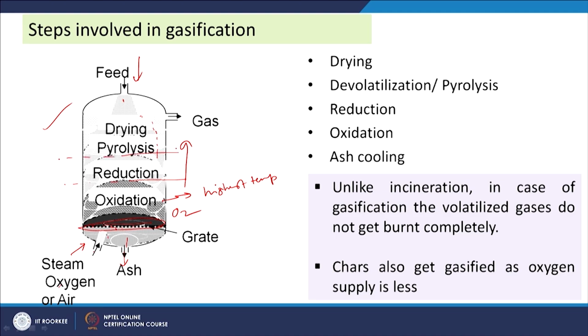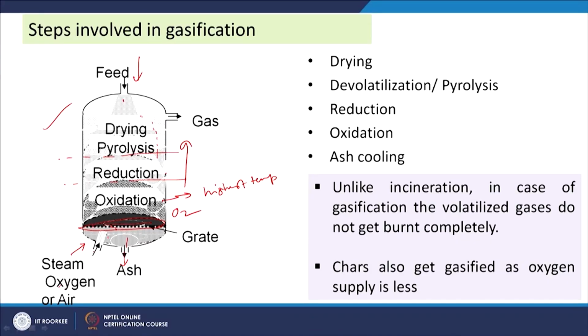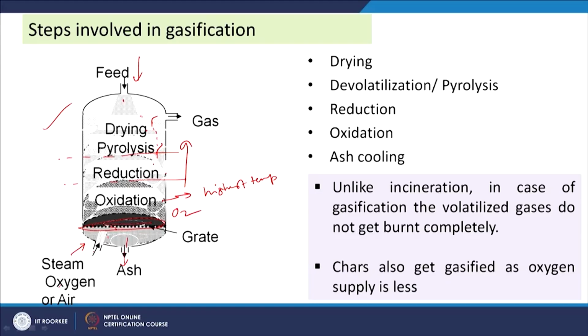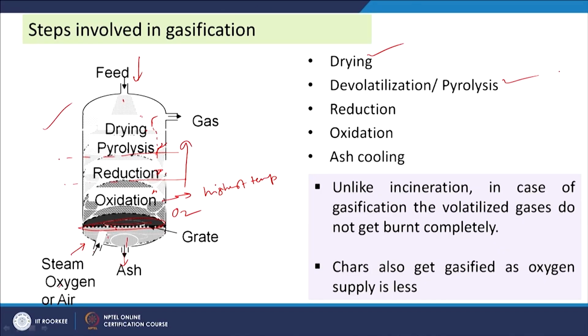Then reduction will take place. If oxygen is not available but heat is available, endothermic reactions will go on and reduction will take place. And here pyrolysis will take place, as high temperature is there but oxygen is not. Here we will have drying, where only the moisture goes up, and volatiles go up, and then these volatiles and the char will be gasified at this temperature. So, these are the different phenomena going on inside the gasifier: drying, volatilization and pyrolysis, then reduction, then oxidation and ash cooling.